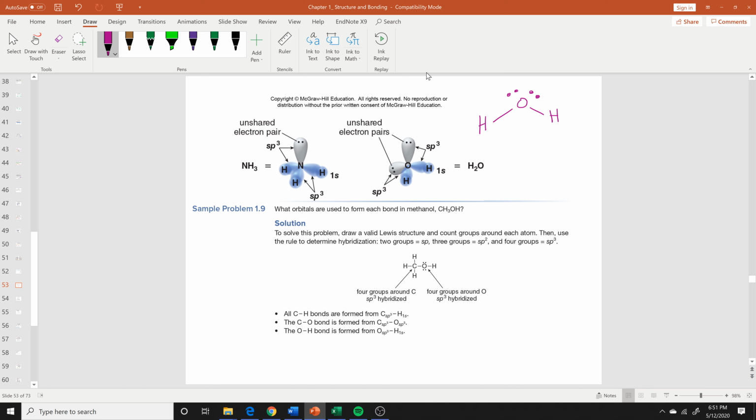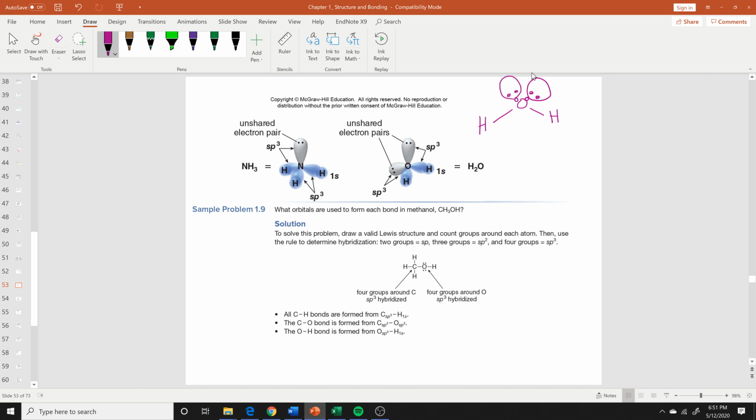I have four groups around the central atom, so each of these is going to be in an sp3 hybrid orbital. This means, see those lone pairs? Each one of them belongs to an sp3 hybrid orbital. So you draw one in an sp3 hybrid orbital and another one in an sp3 hybrid orbital, like I'm drawing over here. Same thing for NH3. Okay?